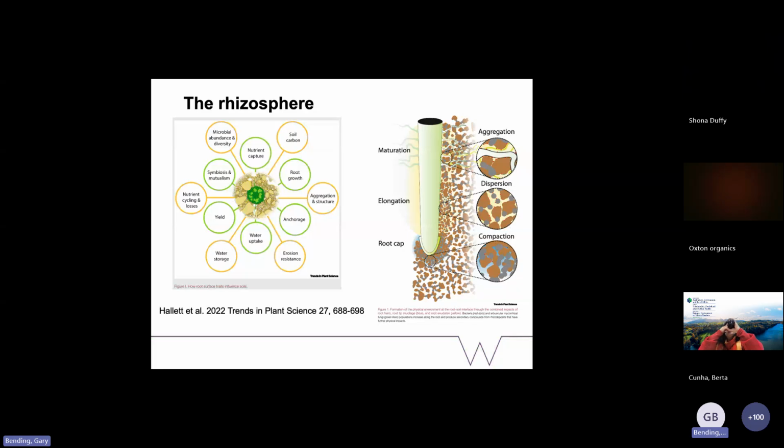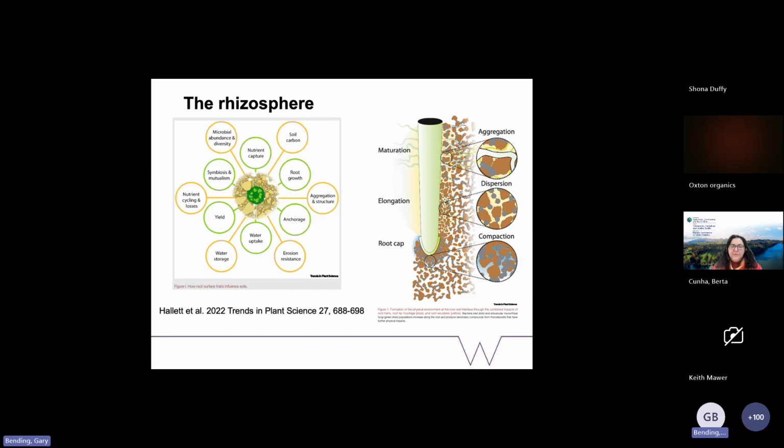These are some diagrams from a review that we wrote with Paul Hallett a few years ago that really tried to bring together and capture the way in which that root zone, the zone of soil around the roots under the influence of roots, impacts the plant and is important in directing plant growth, but also has implications for the broader soil environment as well. So basically, the rhizosphere is an important zone.